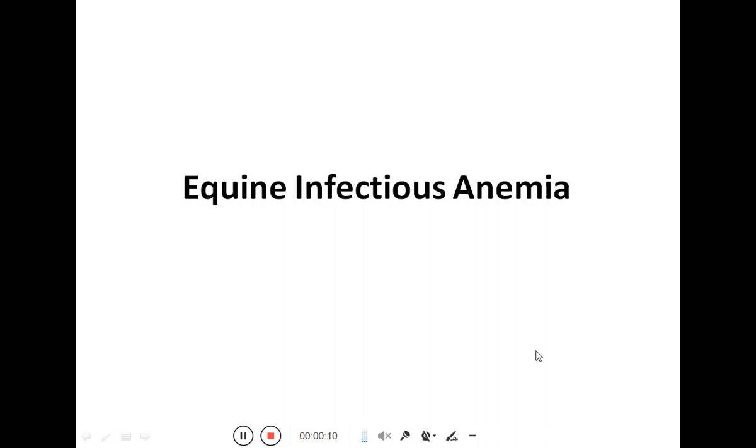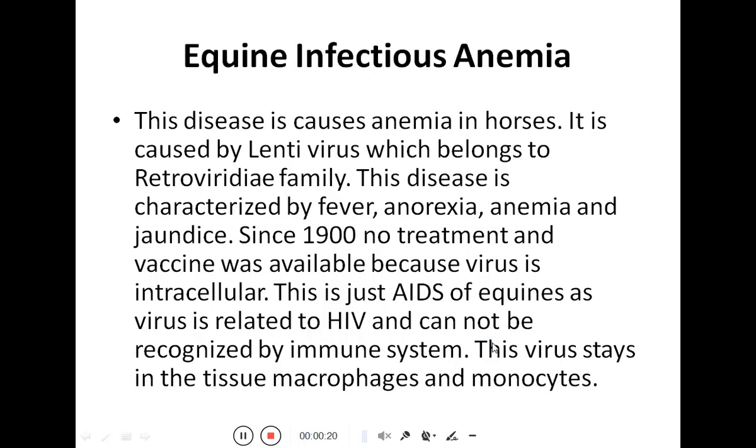Today we are going to discuss some infectious equine diseases, and first of all, equine infectious anemia. This disease causes anemia in horses, and it is caused by a lentivirus, which belongs to the Retroviridae family. This disease is characterized by fever, anorexia, anemia, and jaundice.